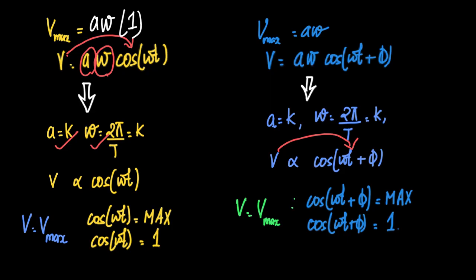Very similarly, V is Vmax when cos omega t plus phi is maximum. What is the maximum value of cos omega t plus phi? It is 1. So V becomes Vmax when cos omega t plus phi is equal to 1. That is how we get Vmax is equal to A omega. Hope that makes sense. Please feel free to reach out if you want me to explain this maybe in a different way, or if you want me to break it down further.